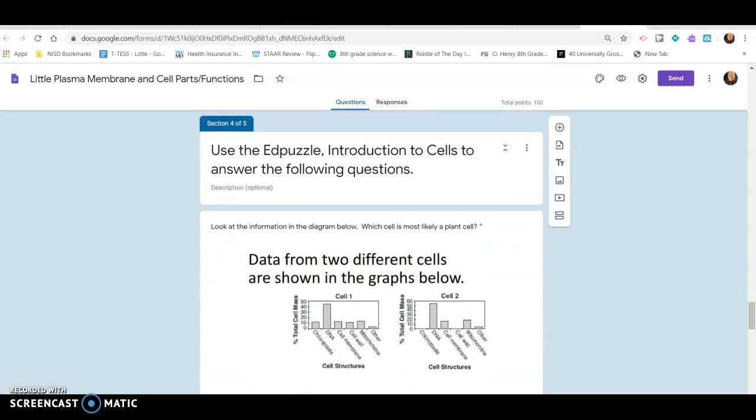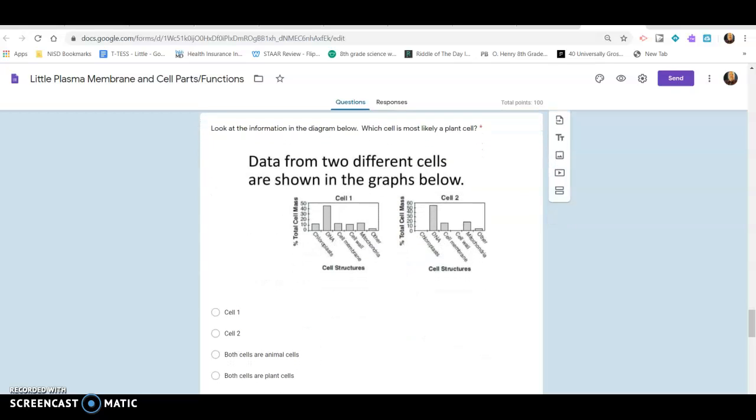Use the Edpuzzle Introduction to Cells to answer the following questions. Look at the information in the diagram below. Which cell is most likely a plant cell? And notice that you've got a graph for cell 1 and one for cell 2. The x-axis denotes the cell structure, and the y-axis is the percent of the total cell mass. Which cell is most likely a plant cell? Cell 1, cell 2, both cells are animal cells, or both are plant cells?